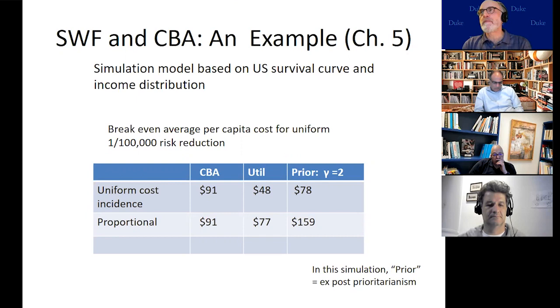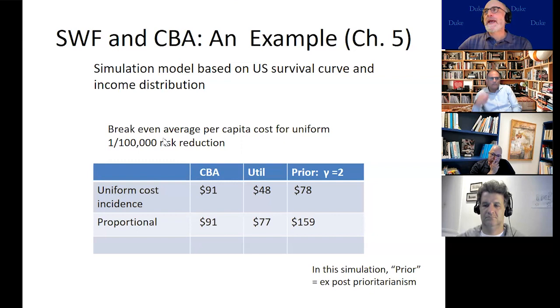So I imagine that I have a policy which will reduce risks across these 25 cohorts, that is the risk of dying in the next year, by one in 100,000. But of course that's going to be costly, right? We're going to have to require some kind of technology which will lead to reduced consumption, reduced income. And so I'm trying to figure out, well, what are we willing to pay socially? What is the total amount per capita that we're willing to pay for this one in 100,000 risk reduction?